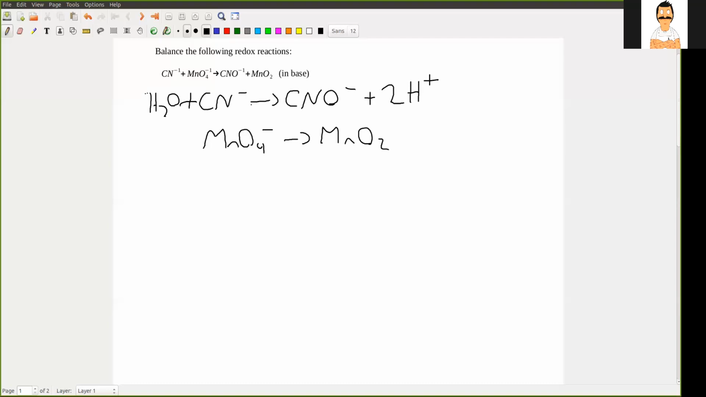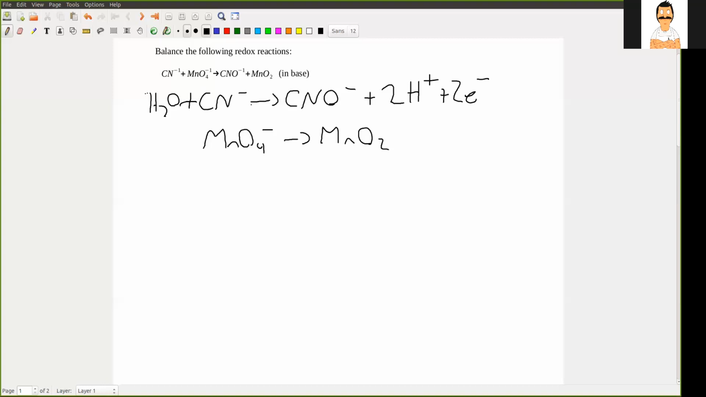However, the charge is not balanced. You'll note that on the left-hand side, we have a -1 charge overall because water is neutral. But on the right-hand side, we have -1 from CNO, and then +1 from each proton, and there are two protons, so the overall charge is a +1. And in order to get this to be a truly balanced reaction, we need to add electrons to balance the charge. And you add electrons to the side that's more positive to make it look like the side of the equation that's more negative. So we'll have to add two electrons to the right-hand side.